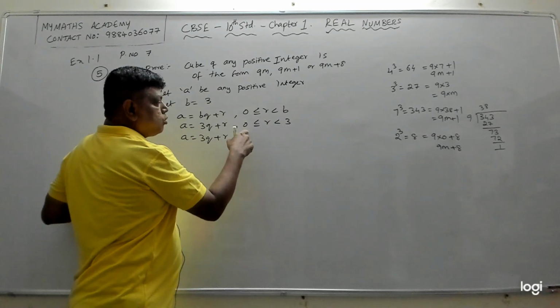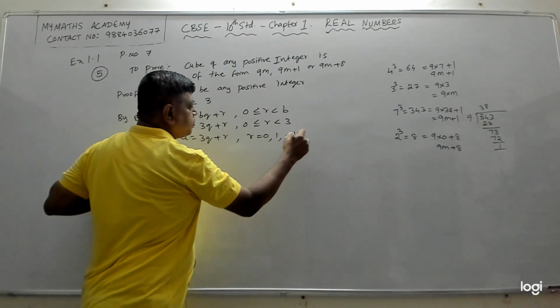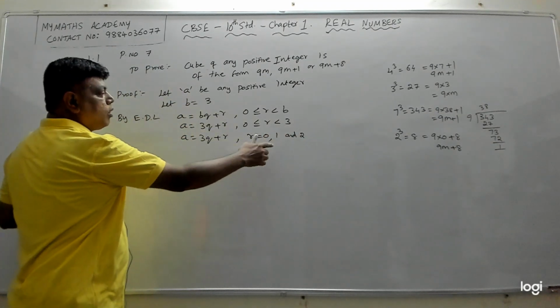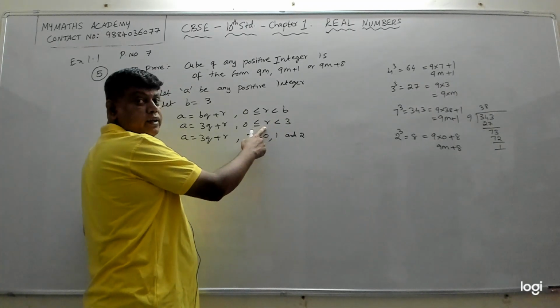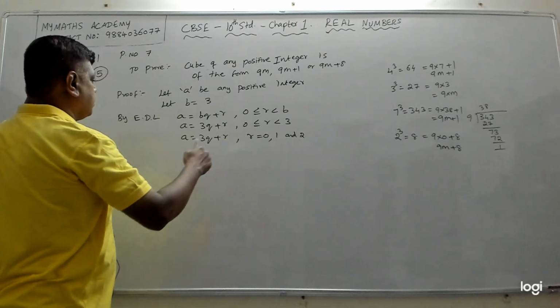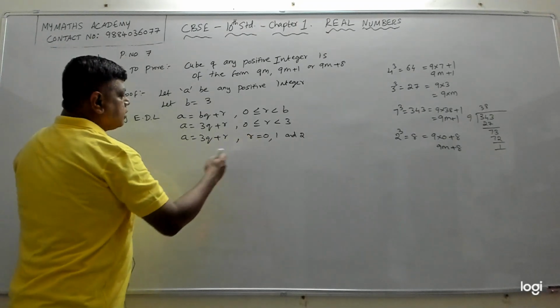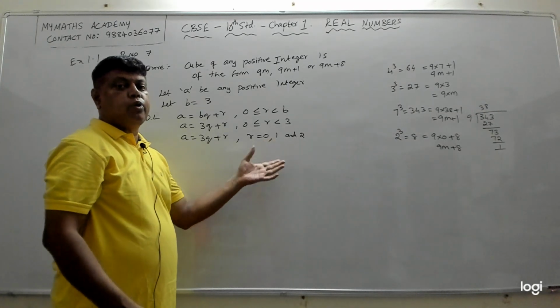And r is from 0. So r can take the value 0, 1 and 2. It cannot be 3, because 3 is not less than 3. So r cannot take the value 3. So r is 0, 1 and 2. Now we will have to consider different cases. R equal to 0, what happens? R is equal to 1, r is equal to 2.